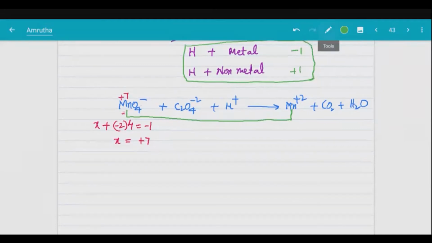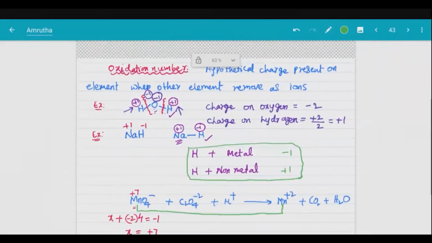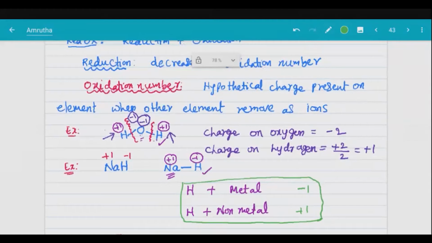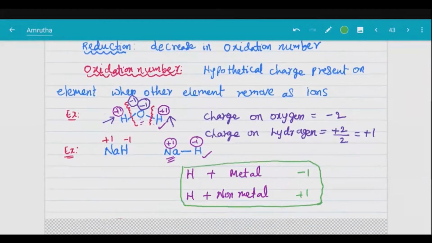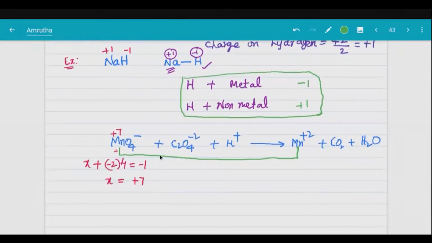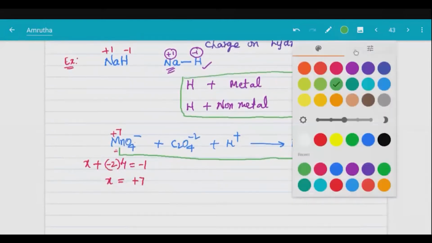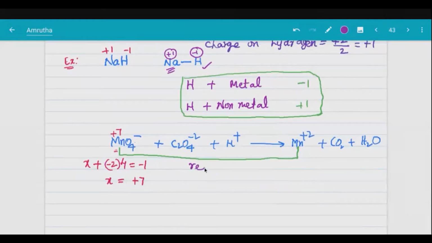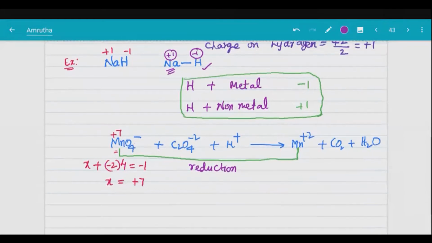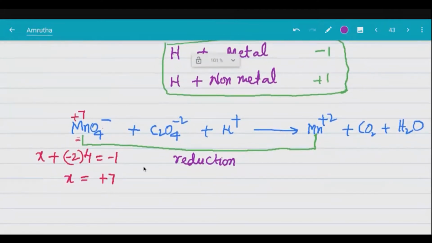You're asking, can you show the oxidation number explanation? We can take a screenshot. Oxidation number you're asking, right? See, look at this. It is the hypothetical charge present on an element when other elements are removed as ions. Just a hypothetical charge. So this is +7 to +2, right? This is reduction. But in every reaction, if there is reduction, there is always oxidation. There is no doubt, right?